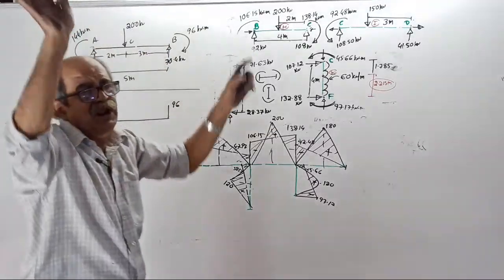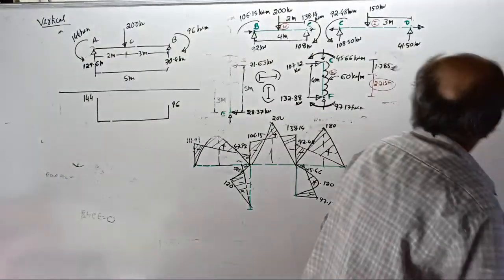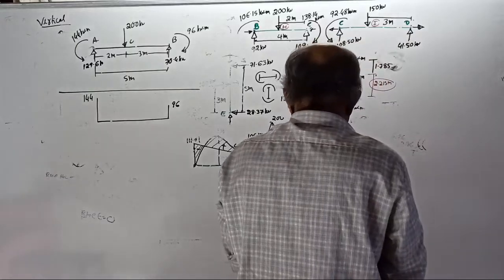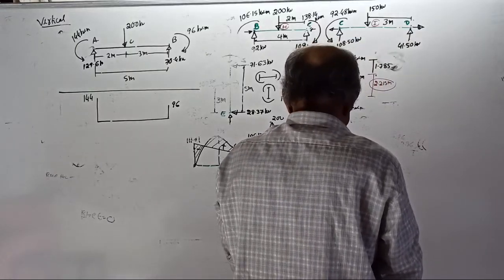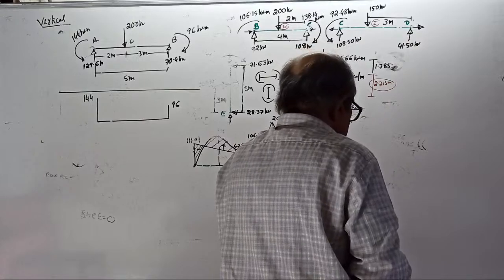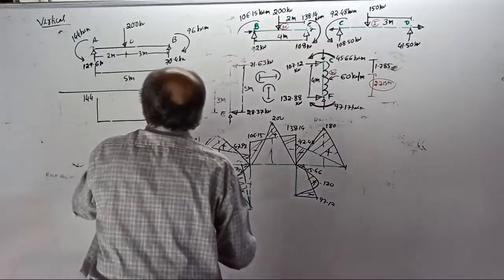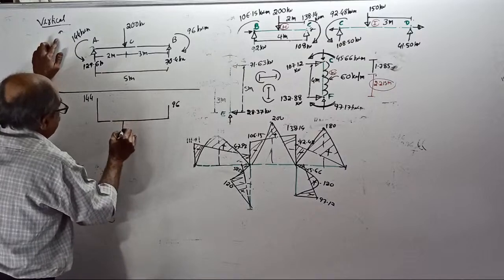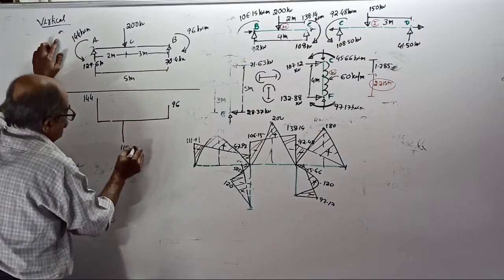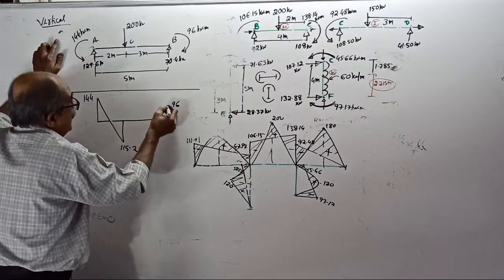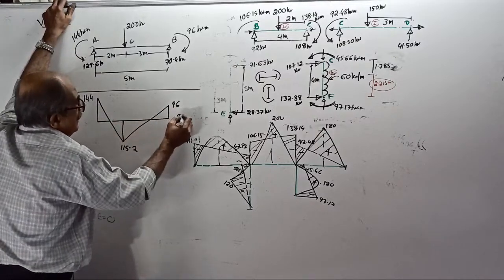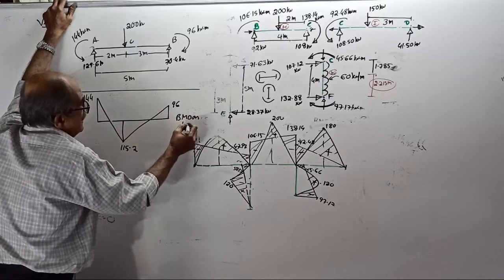You can do whatever you want; the answer is the same from any side you look. Minus 144 plus 129.6 into 2 is plus 115.2. Plus means sagging. It is 115.2. This is the real BMD, the BMD on the tension side.